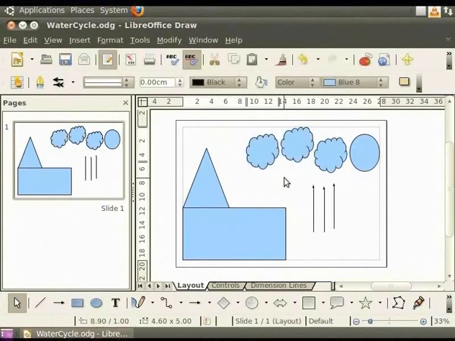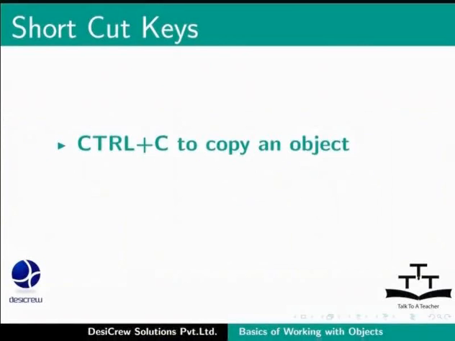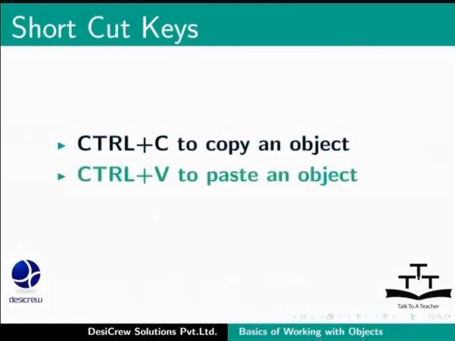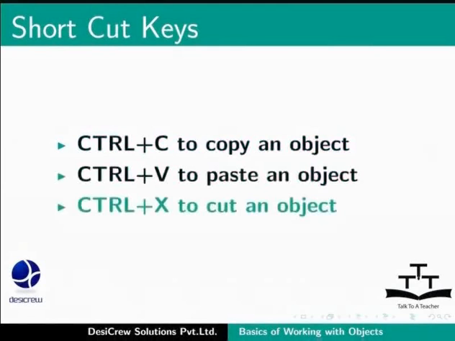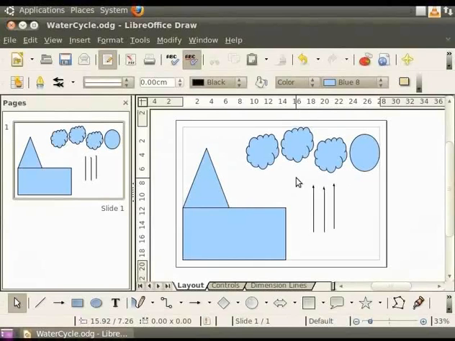We can also use shortcut keys to make copies of the objects. Ctrl+C to copy an object, Ctrl+V to paste an object, Ctrl+X to cut an object. Select the cloud and press Ctrl and C keys together. The cloud has been copied. To paste, press Ctrl and V keys together. Now select the cloud and move it to the desired location.